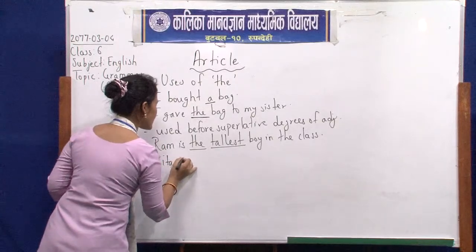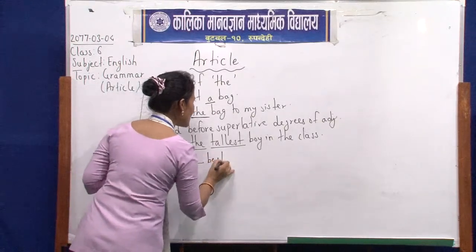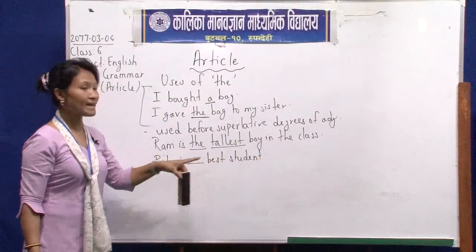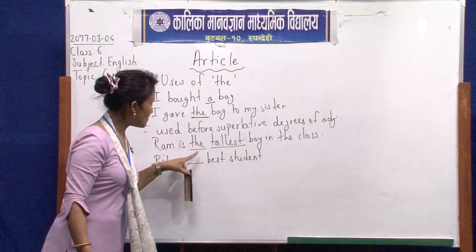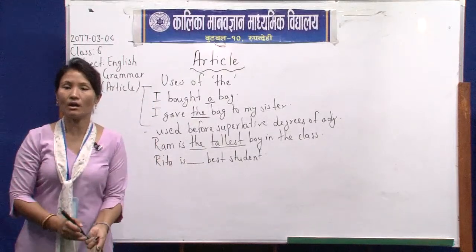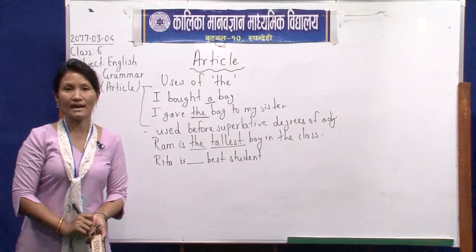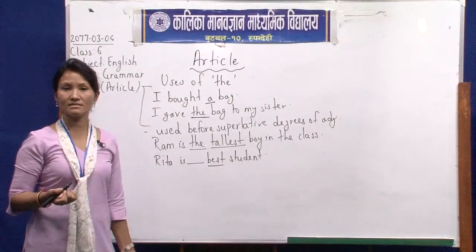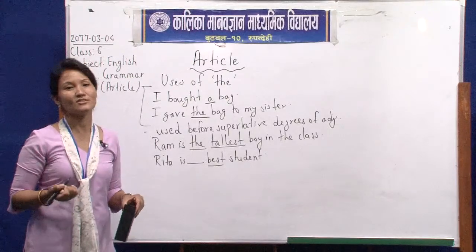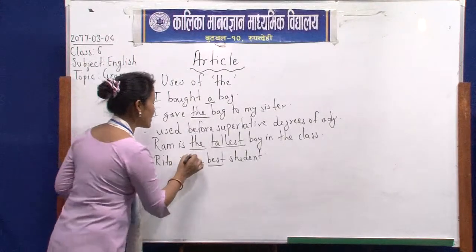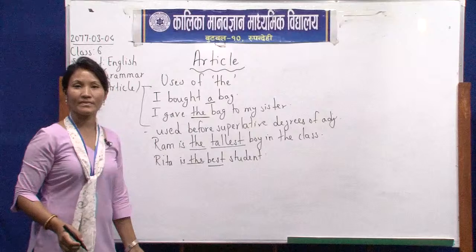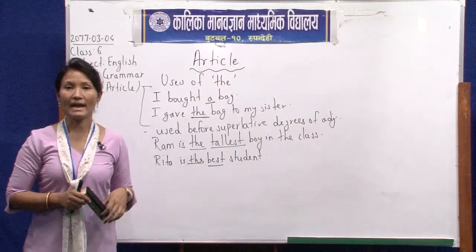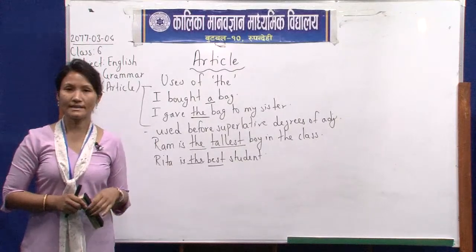Now if in an exam or any test, a question is given, Rita is blank student, best student. What are we going to fill? Oh god, it's such a hard article, isn't it? Now what you have to see here is best. Best is an adjective. Which degree? Superlative degree. That means what we are going to write here? The. Understood? So whenever there is a superlative degree of an adjective, it takes the article.